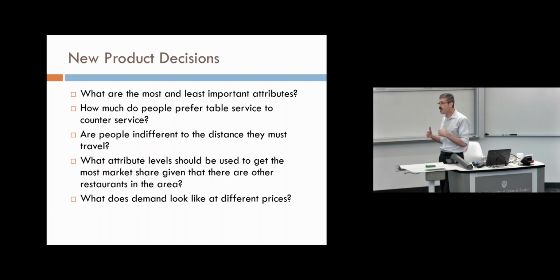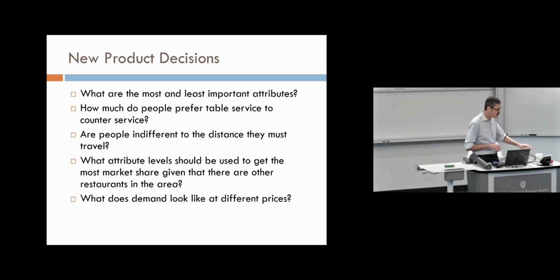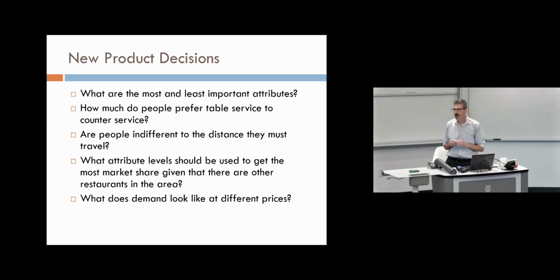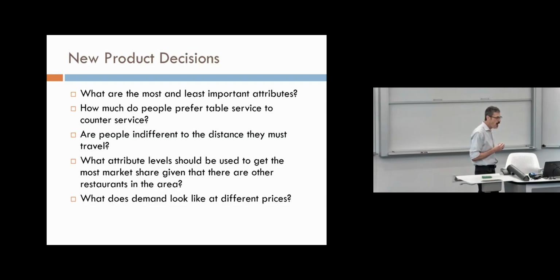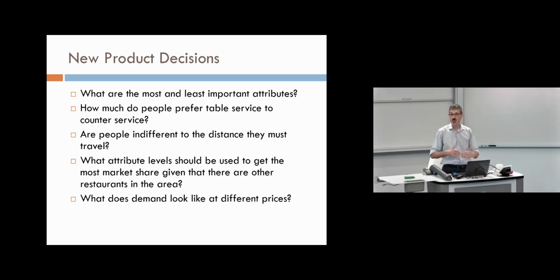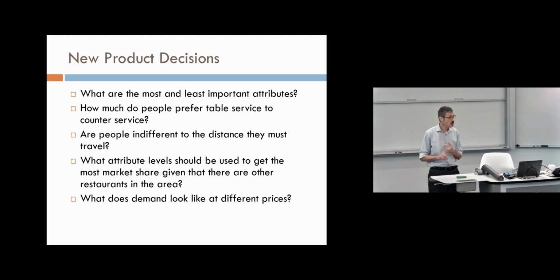So this is a decision largely about a product, but you can see right away in this decision about the product, I've also got elements of place and distribution and elements of price. I want to know the answer to questions like this, which will help me decide what cuisine I should have, what price I should charge, where I should locate the restaurant.